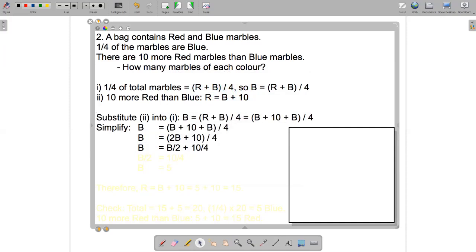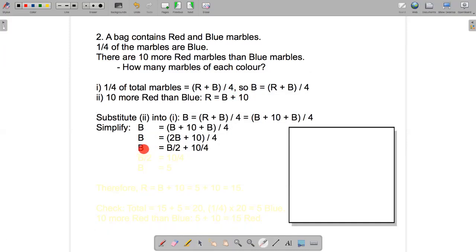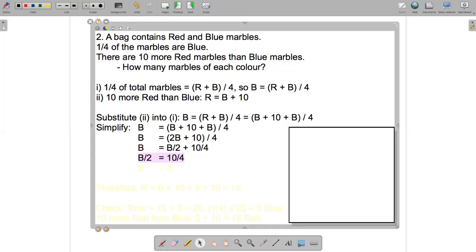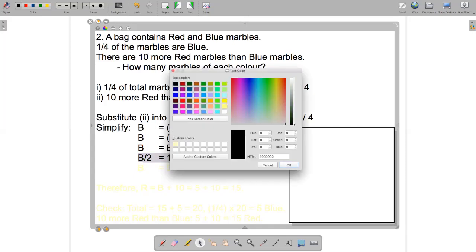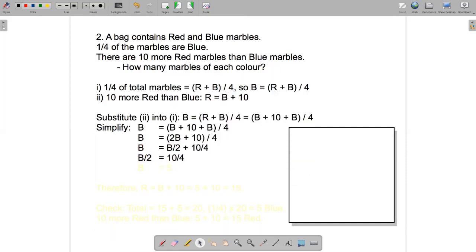Let's subtract B divided by 2 from both sides of this equation. On the left-hand side, I'll have B minus B over 2. So that's a whole B minus half a B. So that's equal to half a B, B over 2. And then finally, if I multiply both sides of this equation by 2, B over 2 times 2 is B, and 10 over 4 times 2 is going to be 20 over 4, and 20 divided by 4 is 5.